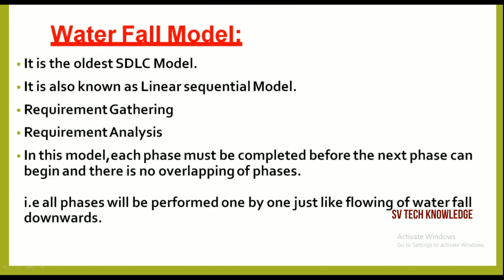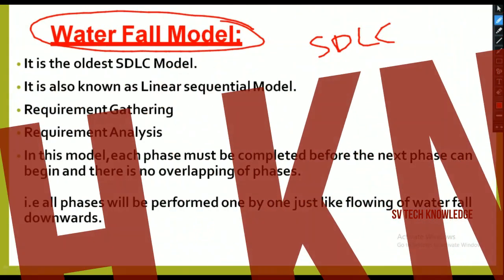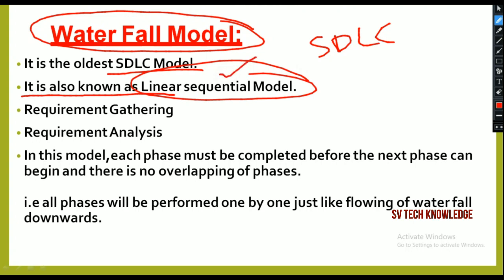Here, coming to the waterfall model. The waterfall model is a very traditional, very easy and very old model in SDLC. It is one of the oldest models in software development life cycle. It is also known as the linear sequential model, and in this we have a few steps like requirement gathering, which means what requirements we have for a project, and requirement analysis. If we have requirements, we have to do analysis on them, so how to use those requirements.